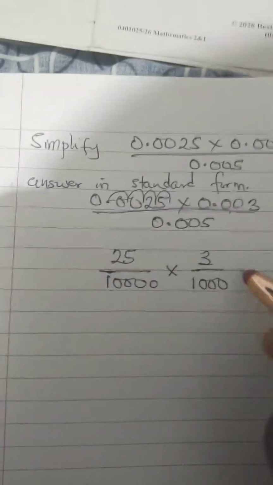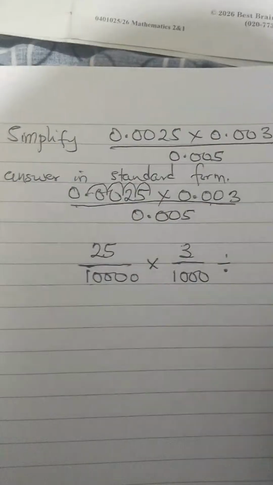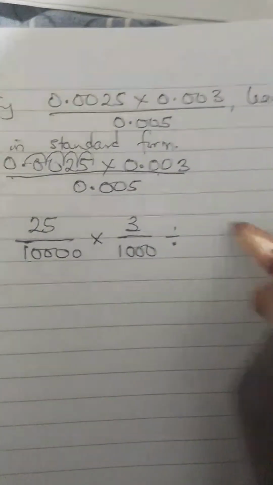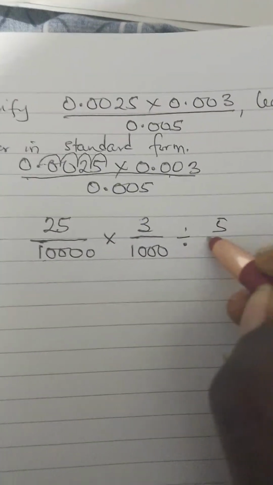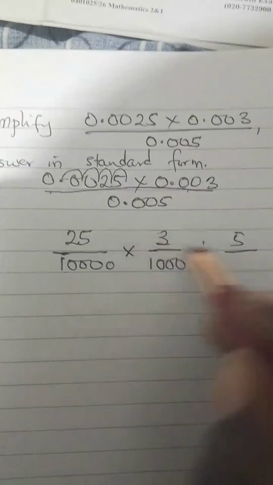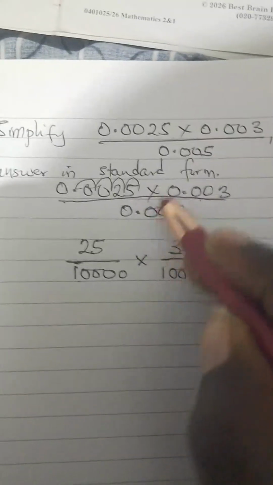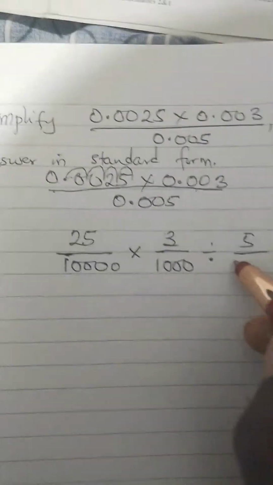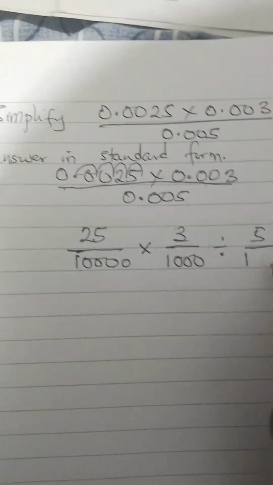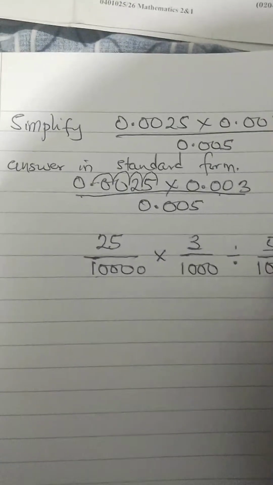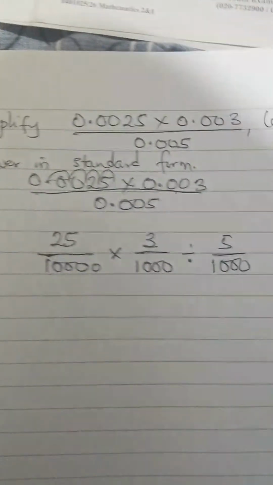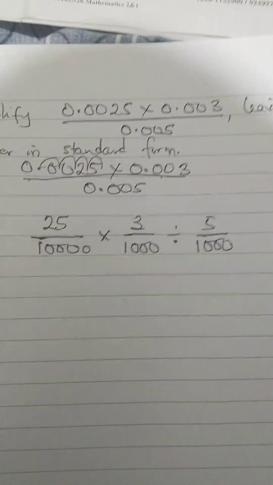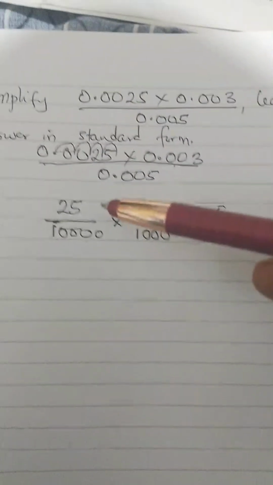So now this one is division, so I'll bring the division sign. Then I have 0.005. This is 1, 2, 3. So that would be 5 on 1,000. So we want to take this method again, this step again, that is by converting to fractions.